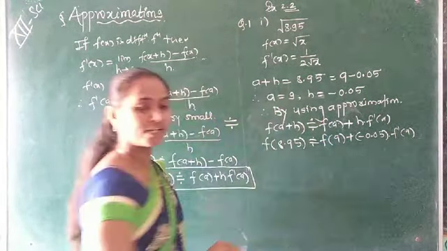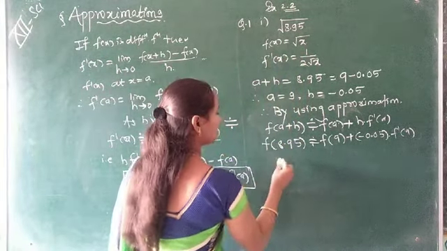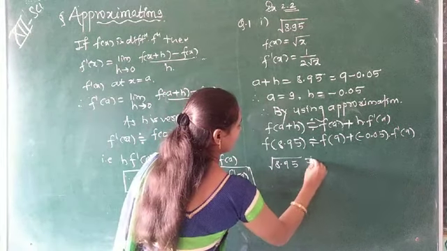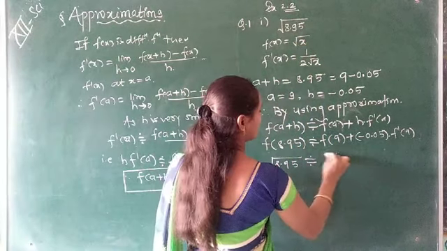Now f of 8.95, how is the function defined? f of x is root x. Since f of 8.95 is root 8.95, approximation as it is. F of 9. What is f of x? Root x. Since f of 9 is root 9.